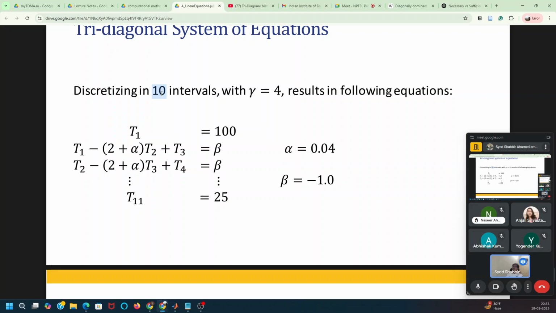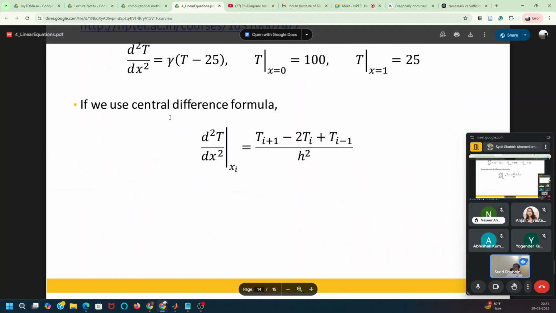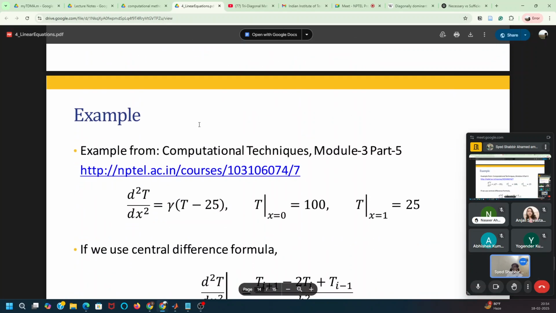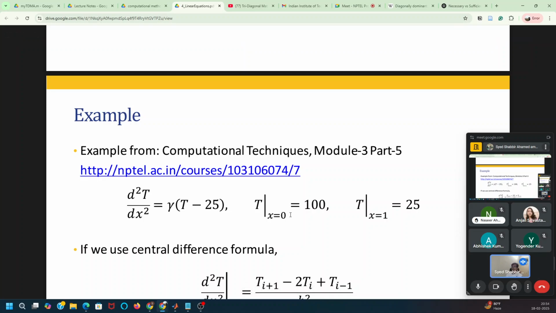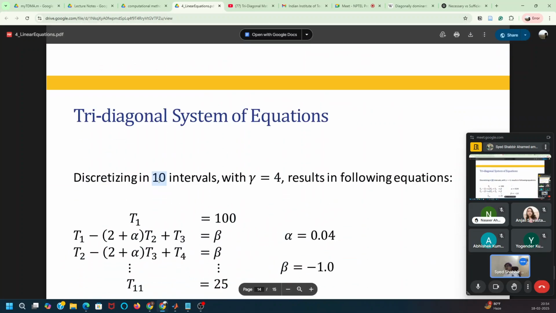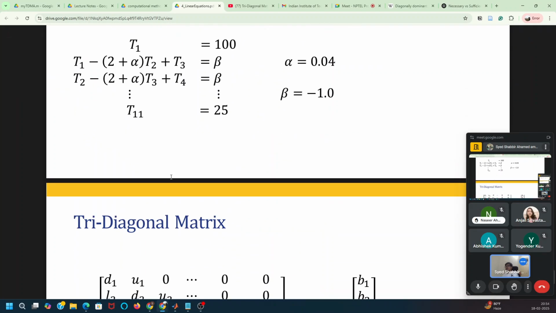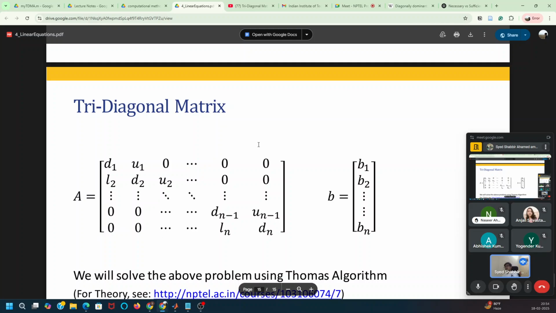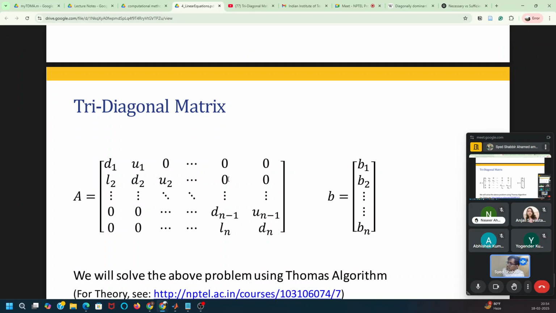Here we are dividing it into 10 intervals. Let's say you want the temperature of the rod with x spacing of 0.001, so you might get 100 intervals. Then you will get a very large matrix with a lot of zeros in it. Having a lot of zeros is not computationally efficient, because if I have zero, there is no use of it.